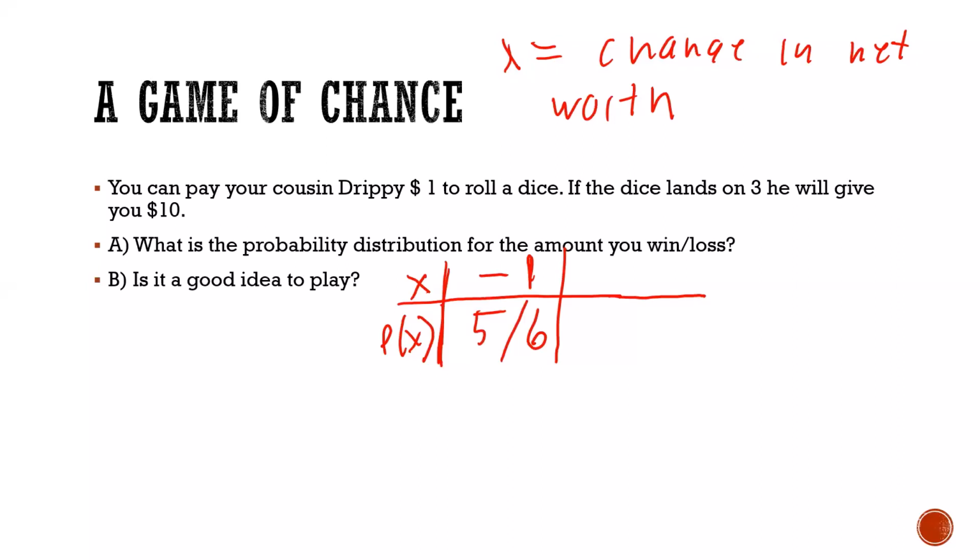If you have the function, you can think of the probability distribution as a function, right? I plug in -1 to p of x, I get out 5/6. The probability of having a net change in value of -1 is 5 out of 6, right?